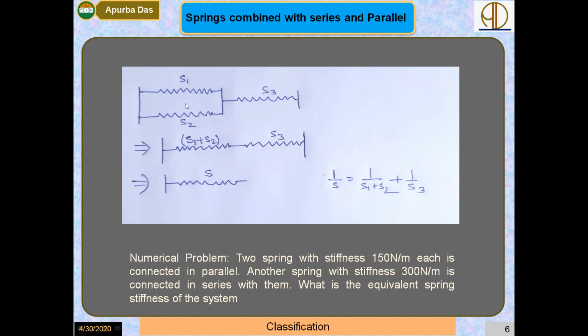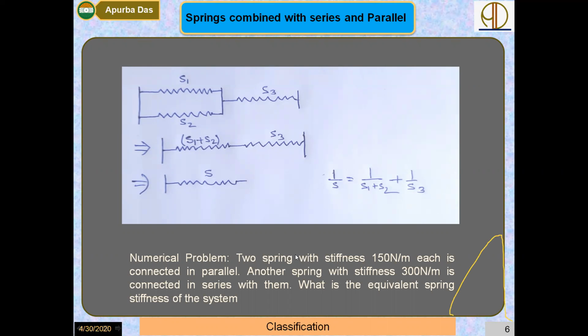Here we are having 3 springs. The first and second are connected in parallel, and the third one is connected in series. So these two we have to solve first, and the equivalent stiffness for these two will be S1 plus S2, and then again it is connected in series. So the total equivalent stiffness will be 1 by S is equal to 1 by (S1 plus S2) plus 1 by S3. So these things I have discussed, and related to these, I have one problem that will be asked in the MCQ at 6 p.m. I will open the link at 6 p.m.